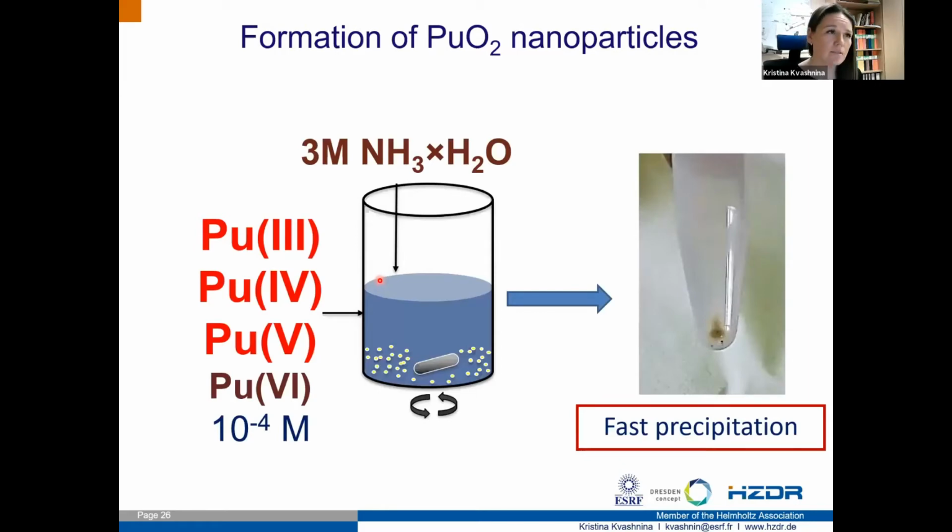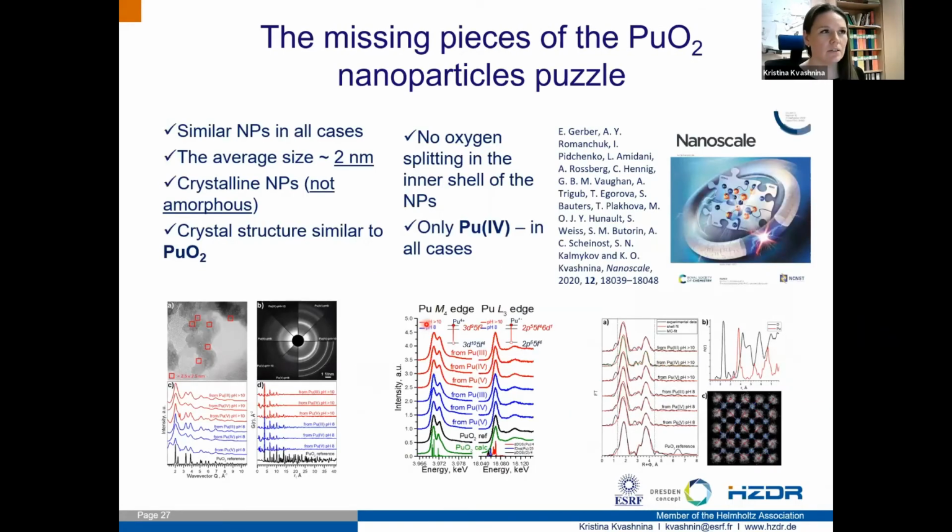So by having this opportunity at the beamline to measure M4H data, we first of all synthesized plutonium dioxide nanoparticles, starting from different precursor solutions. So we took plutonium 3, 4, and 5, at 2 different pH, and this is, by the way, a chemical precipitation method. The reaction is really fast, so almost immediately you produce the plutonium dioxide nanoparticles.